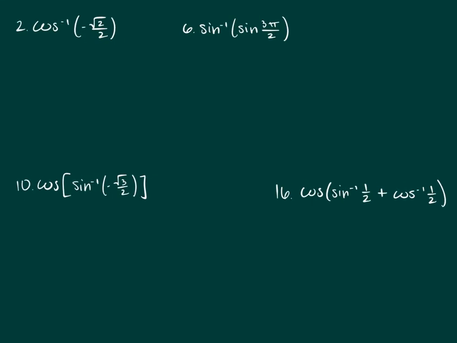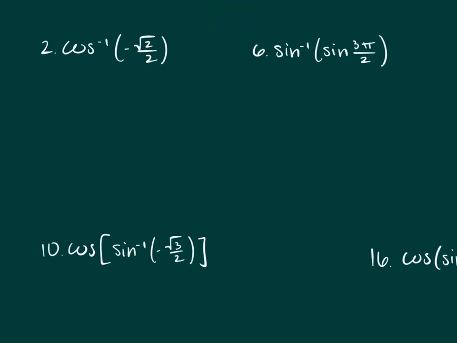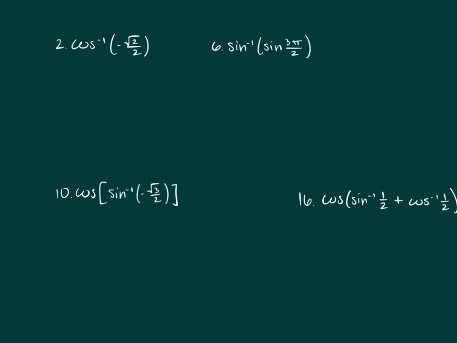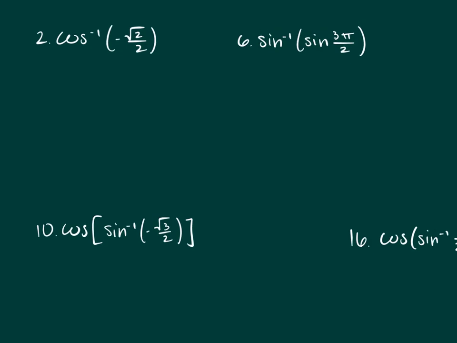So let's look at a couple examples. For number 2, we want to find cosine inverse of negative square root 2 over 2. So first thing I want to do is set this equal to x and solve for that x. So I'm going to rewrite this as cosine of some angle x is equal to negative square root 2 over 2. So then you need to look at your note card and see on the unit circle where cosine is equal to negative square root 2 over 2.